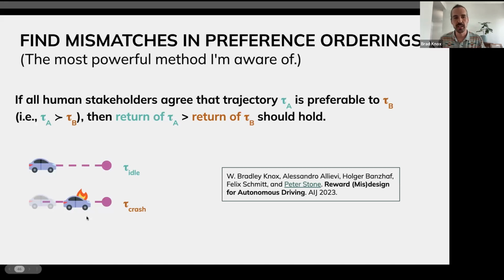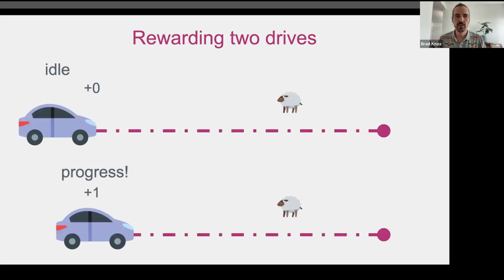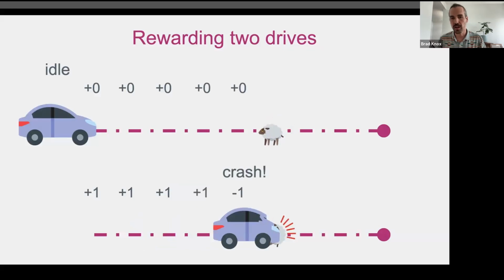And so we're going to look at two of those trajectories we looked at before, tau idle and tau crash. Just to remind you, in tau idle, there's no driving, but it's safe. In tau crash, you drive halfway and then have a crash. So let me just do a cartoonish illustration of how someone might get this misaligned. The top one is tau idle, the bottom one is tau crash. The bottom one is getting some positive reward for making progress, but then it crashes into the sheep and gets a -1 penalty. So if we add these up, the return of tau crash is higher.